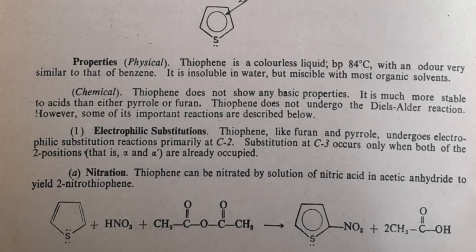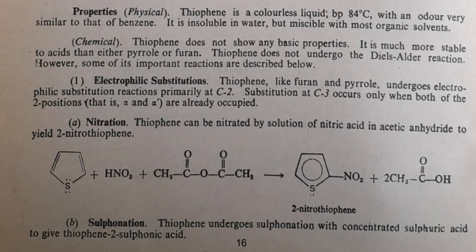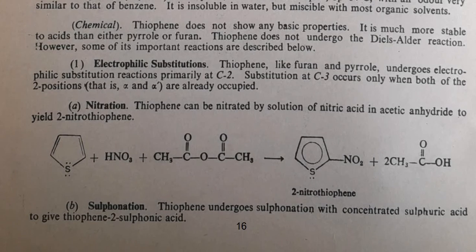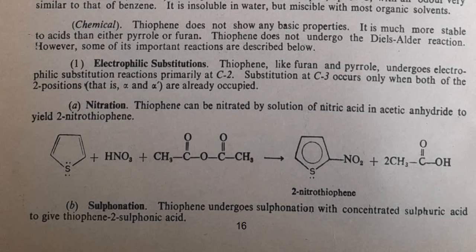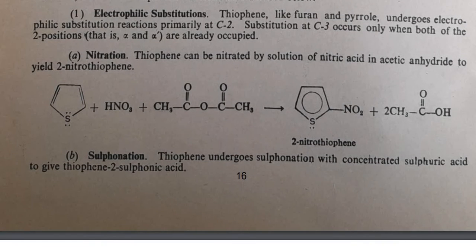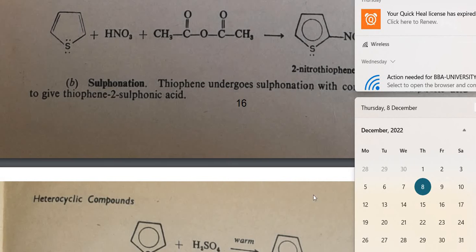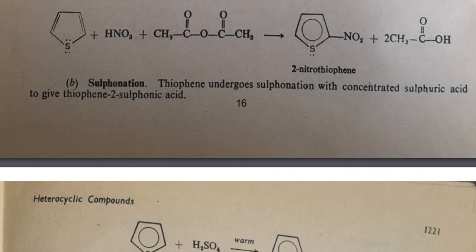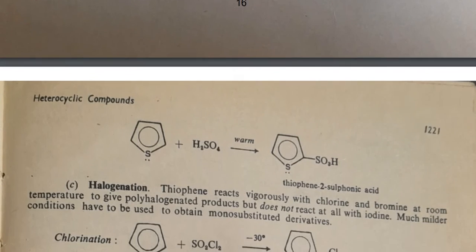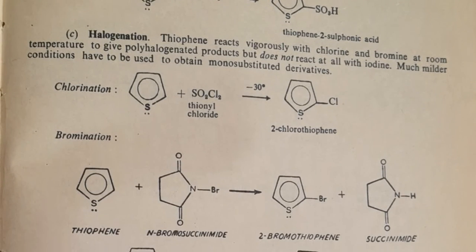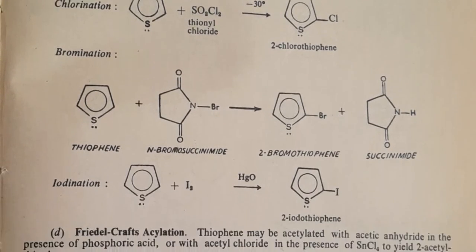diagrams. Now the chemical properties: it undergoes electrophilic substitution reactions like pyrrole and furan. Thiophene also gives nitration, and it will form 2-nitrothiophene. Sulfonation, you will get thiophene-2-sulfonic acid. Halogenation, you will get 2-chlorothiophene.